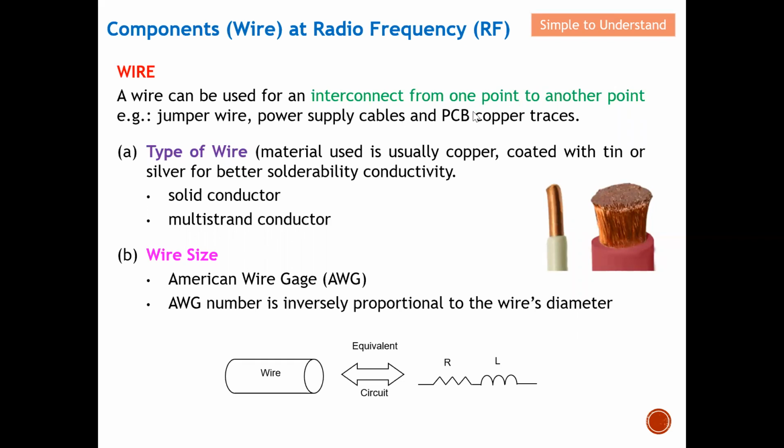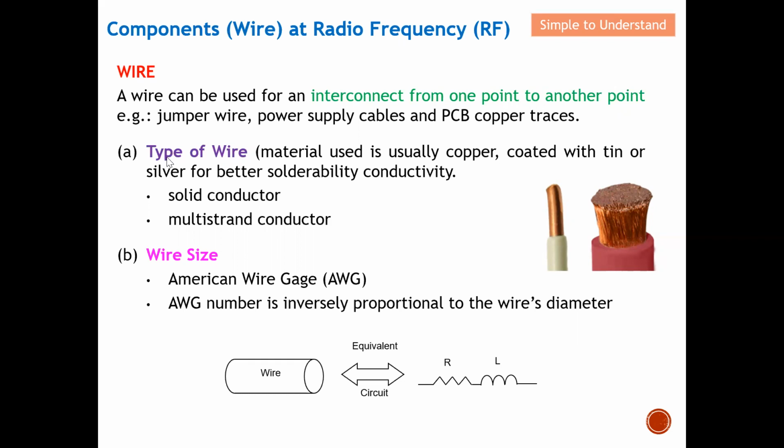We also have PCB copper thread. For example, in a PCB board, we have all the copper thread running around. So basically, this copper thread can also mimic a wire. I'm going to explain to you all the 5 parameters that will determine whether wire is suitable to use at high frequency or not.